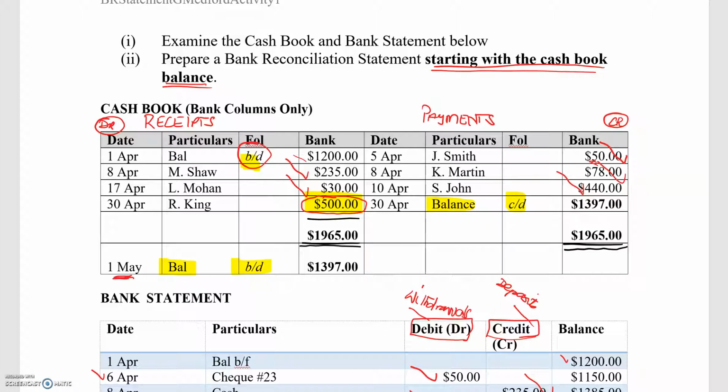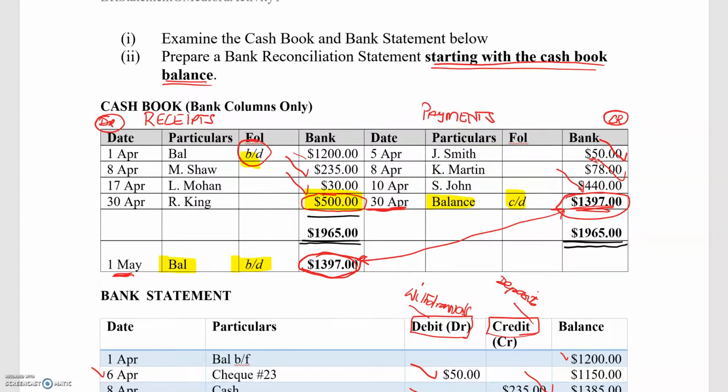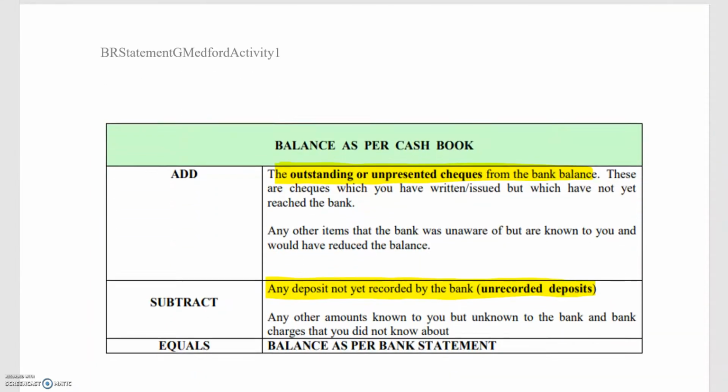And the answer to that question is the closing balance for the previous period, which would be the opening balance for the next period. Because we are preparing the bank reconciliation statement as at April 30th, therefore we would use the balance as at April 30th to begin our bank reconciliation statement.